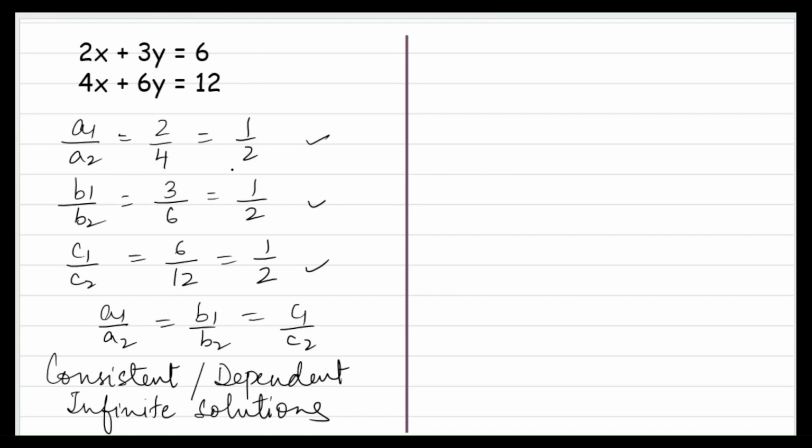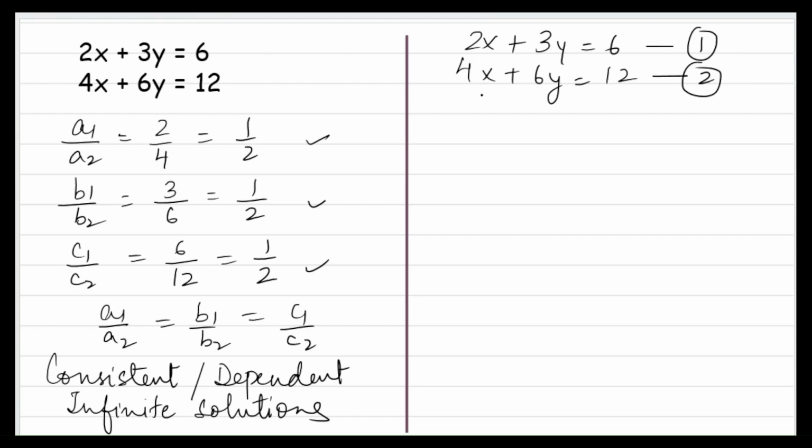Let's prove this by solving these equations using elimination method. So 2x plus 3y equals 6, my equation number 1. 4x plus 6y equals 12, my equation number 2. Let's make the coefficients equal. So I will multiply it by 2. So 2 times 2x is 4x, plus 2 times 3y is 6y, and 2 times 6 is 12. My second equation would stay the same.